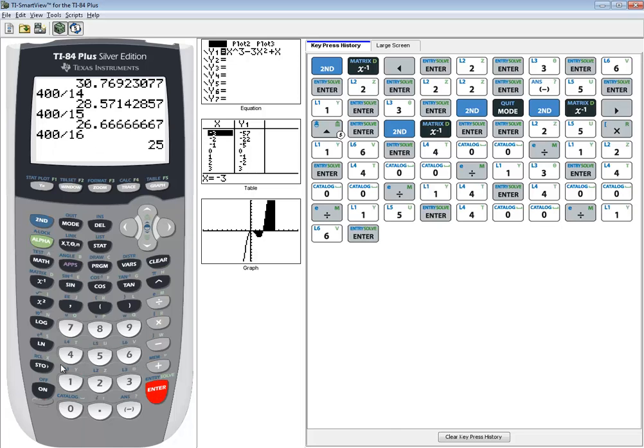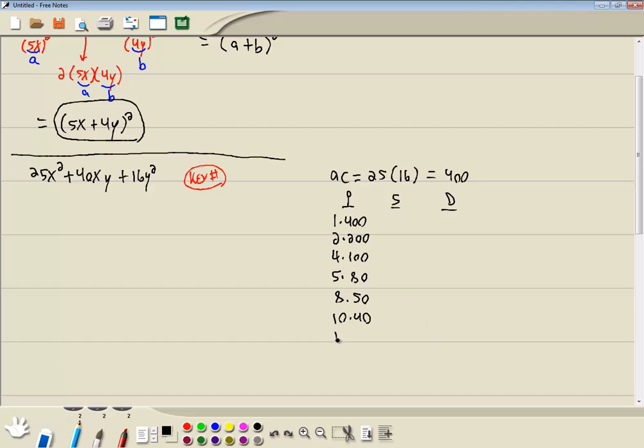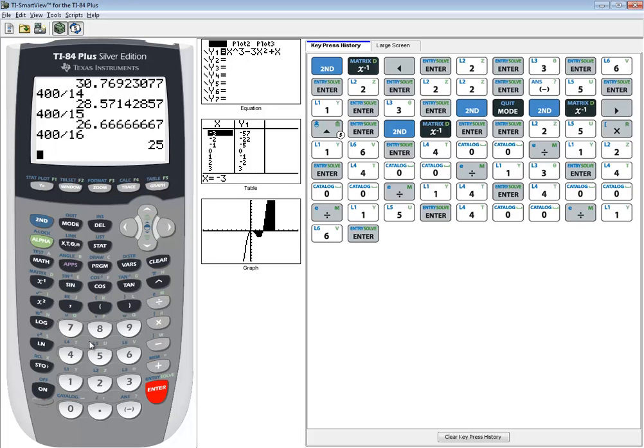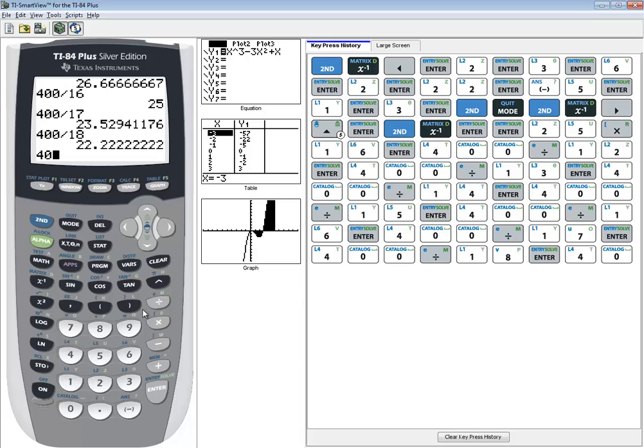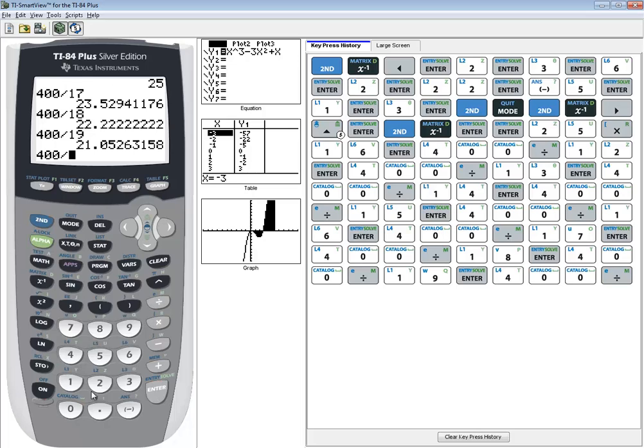Oh, yeah. 16 times 25. I always have trouble with the one that's right up here. So 400 divided by 17. Nope. There's actually one more. I don't think there's any more than one more. 400 divided by 18. 400 divided by 19. And here's the one I actually can see. 400 divided by 20. Notice it's 20 times 20.